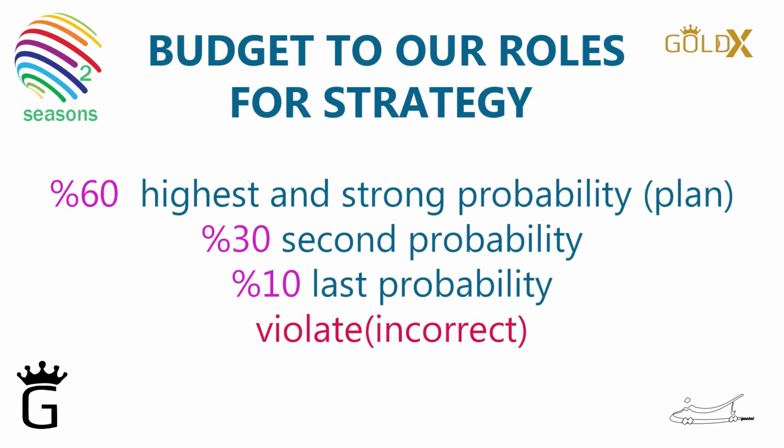In terms of psychology and trading, we consider the first and strongest probability to be 60%, the second to be 30%, and the last probability to be 10%, and always 10% or more should be considered for a violation in our strategy, even if it is the most powerful strategy of its kind in the world.